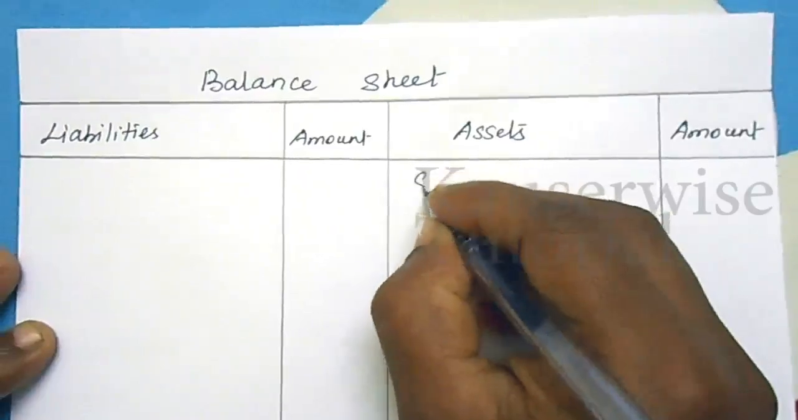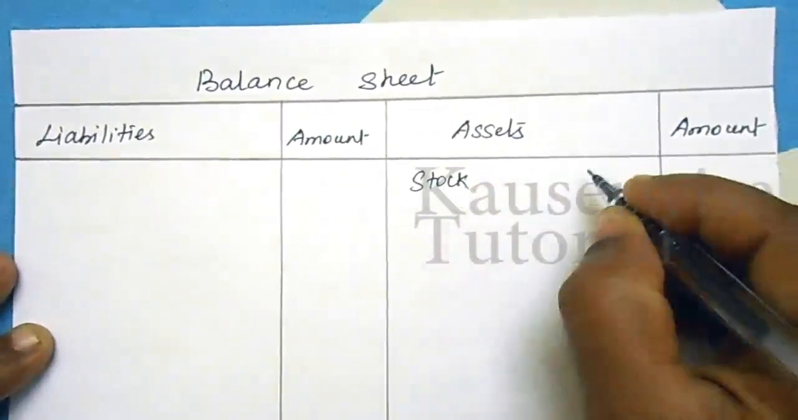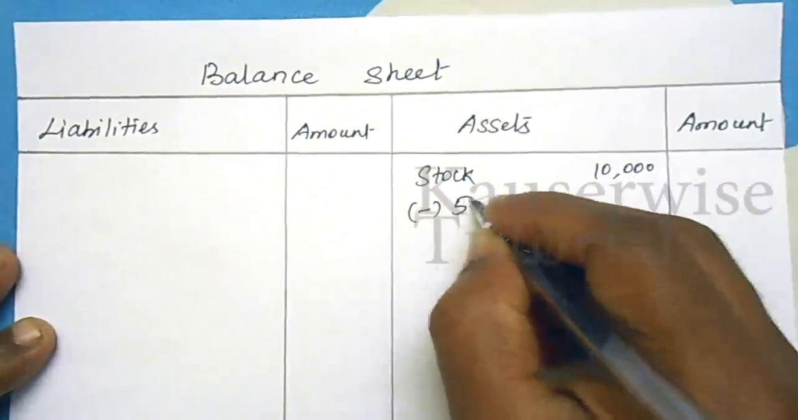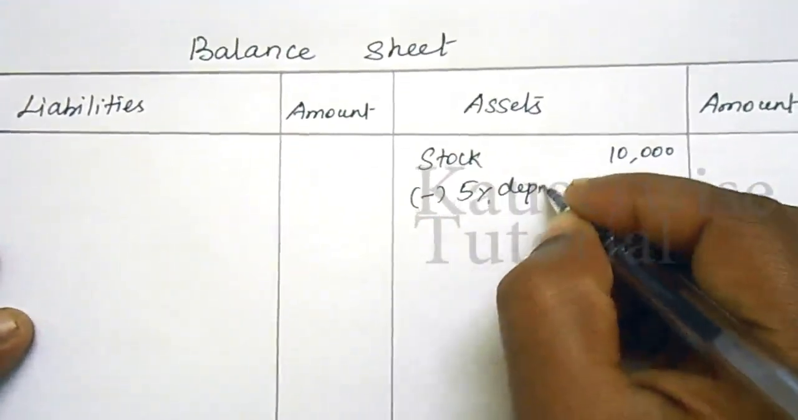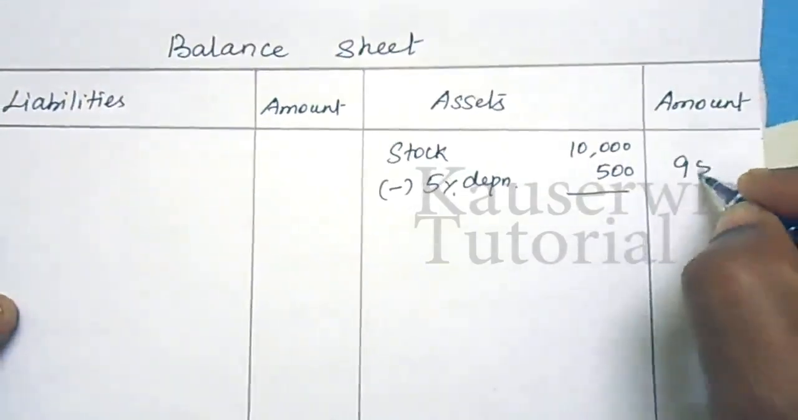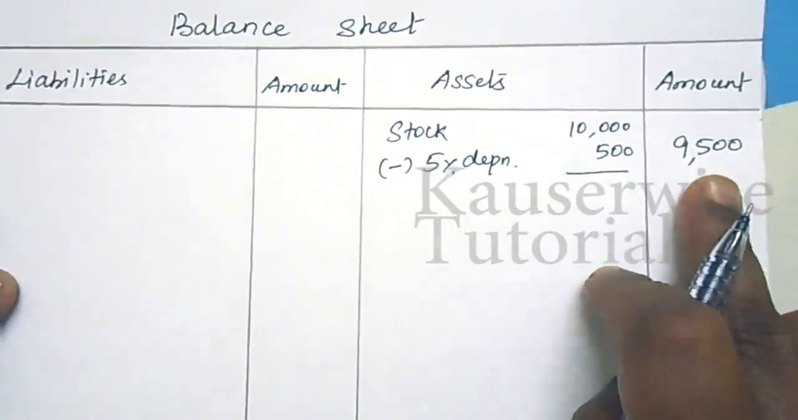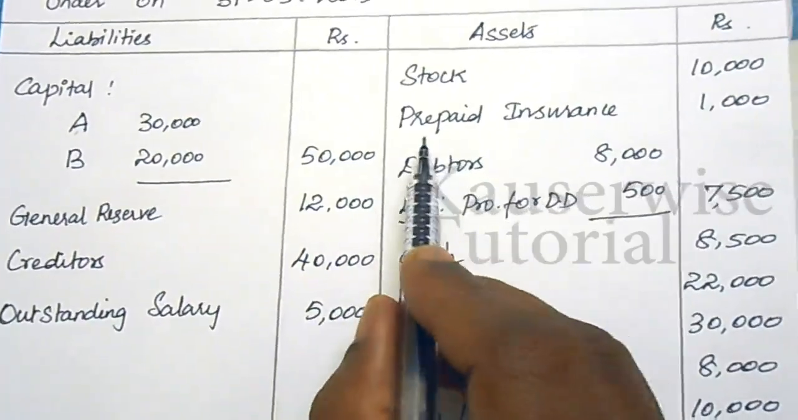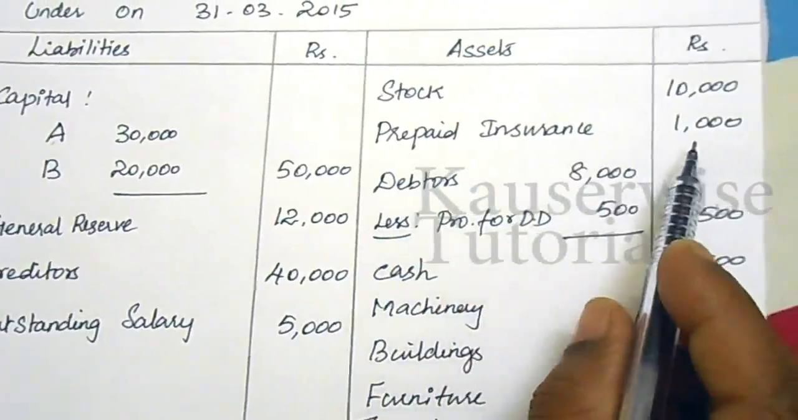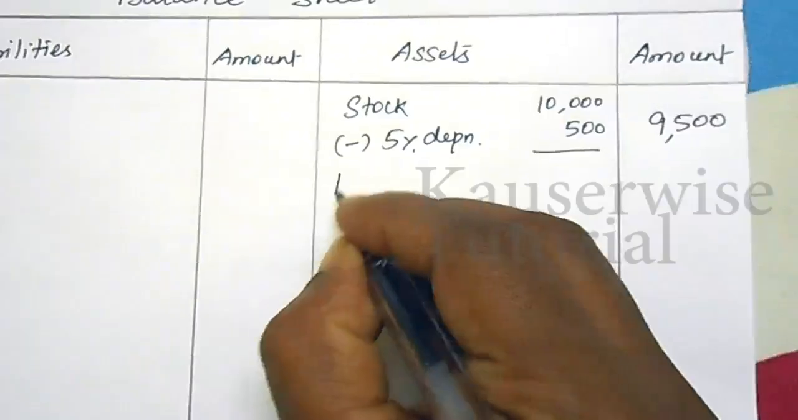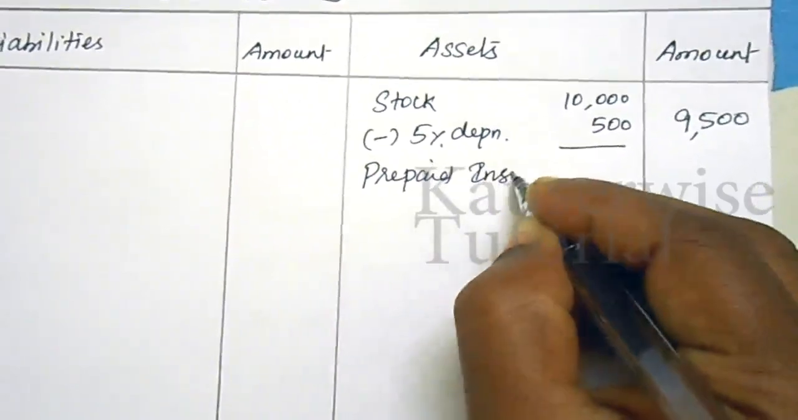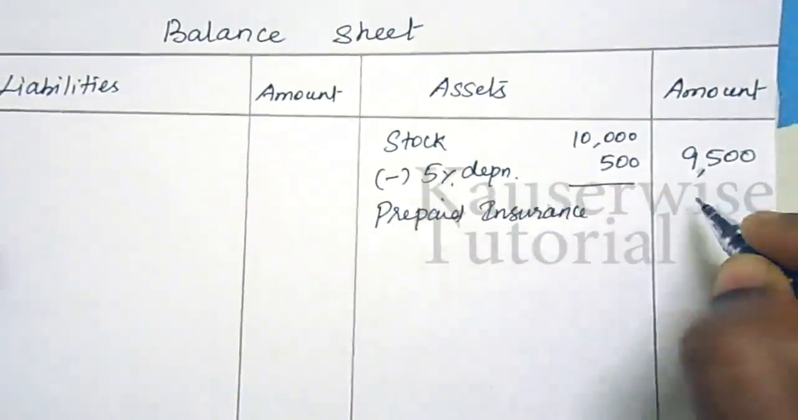First item, stock 10,000 minus 5% depreciation 500. Balance enter in the outer column. This is the revised value. Next item, prepaid insurance. There are no adjustments regarding this, so you can enter the same value as it is. Prepaid insurance 1,000.